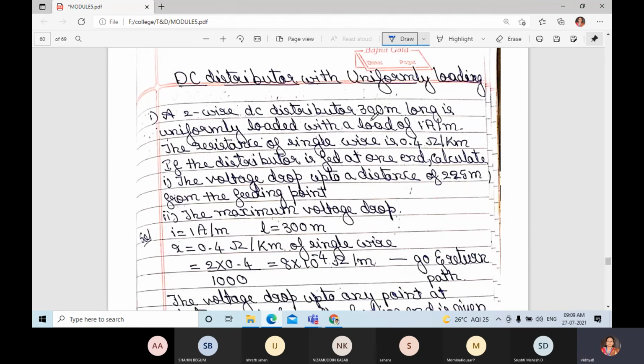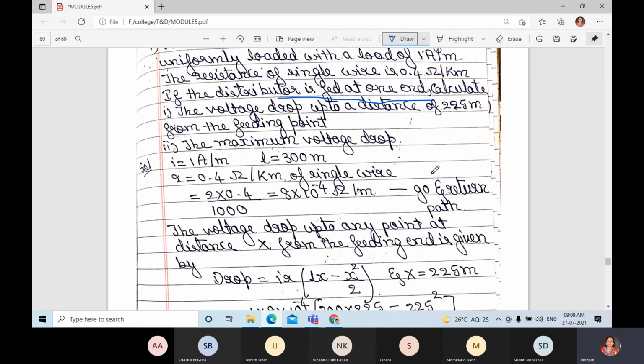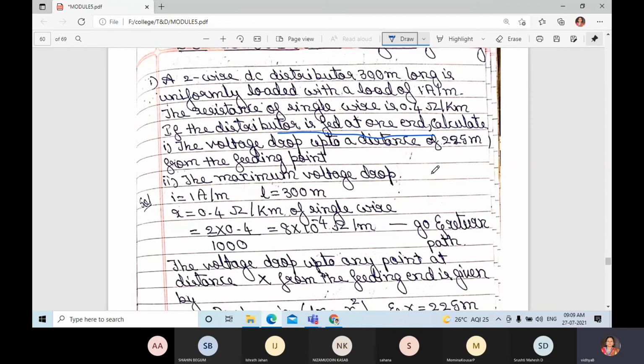A two-wire DC distributor 300 meter long is uniformly loaded with a load of 1 amp per meter. The resistance of a single wire is 0.4 ohm per kilometer. If the distributor is fed at one end, calculate the voltage drop at a distance of 225 meter from the feeding point, and the maximum voltage drop. They have given the I value, L value and also R value.